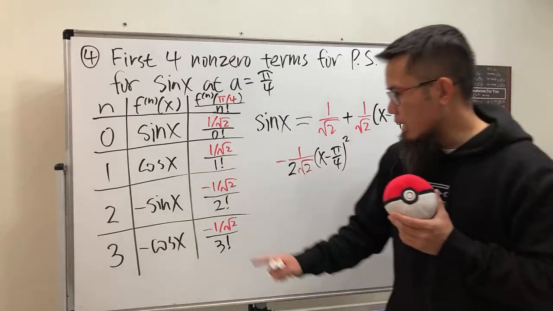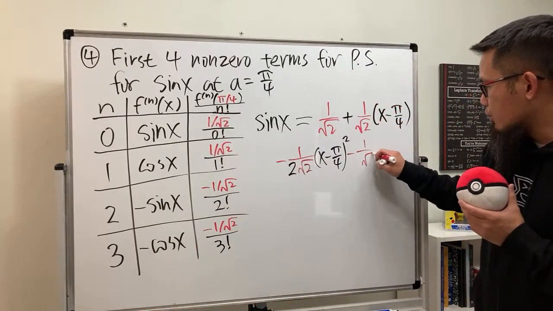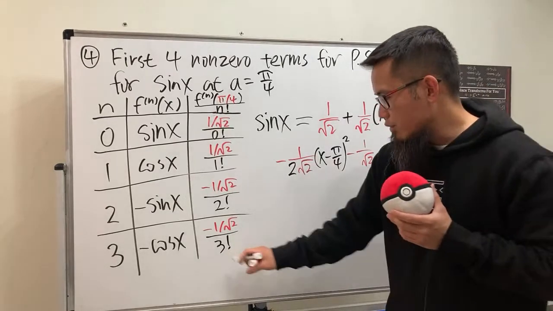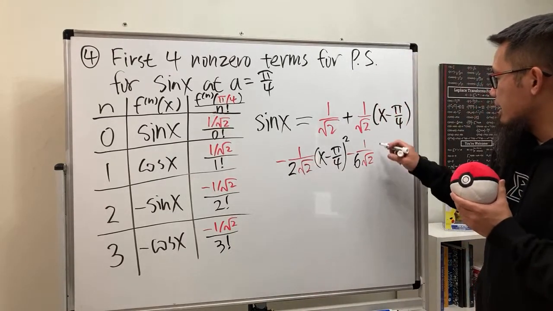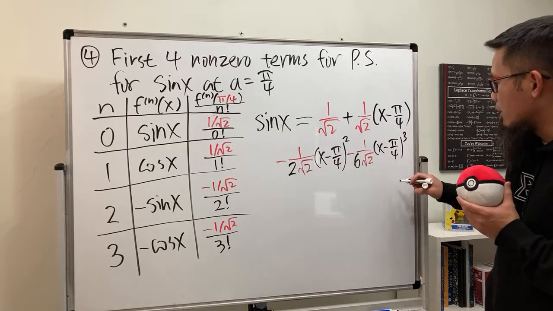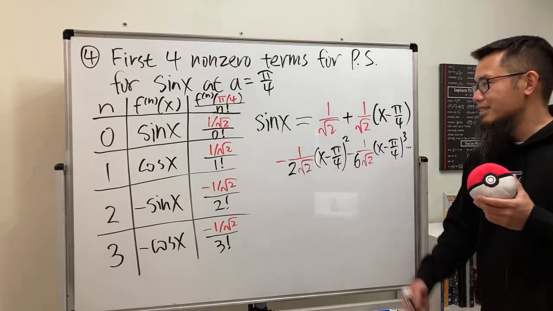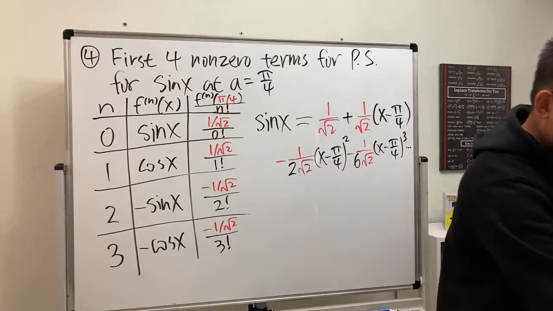And lastly, we have that, which is negative 1 over, again, square root of 2. But we have 3 factorial, which is 6. And then you have x minus pi over 4 raised to the third power, and so on, so on, so on. So this right here is the answer for it.